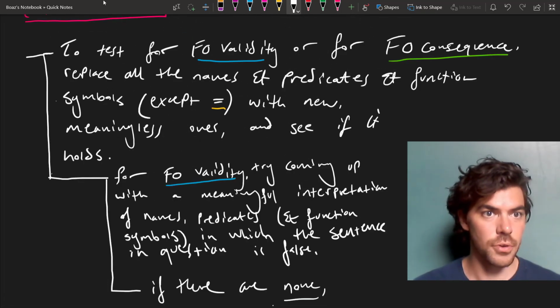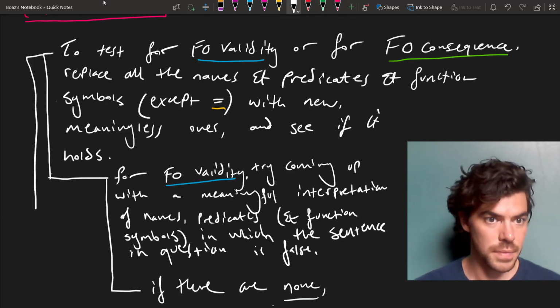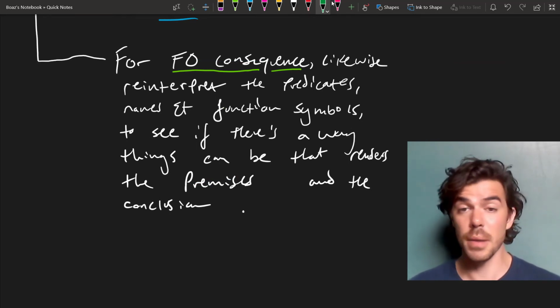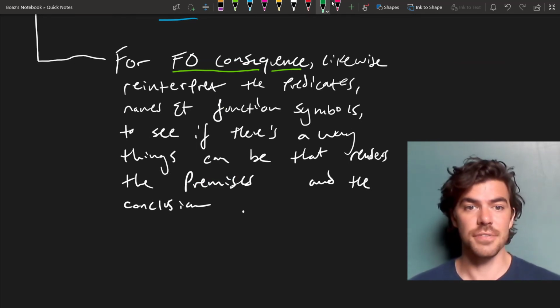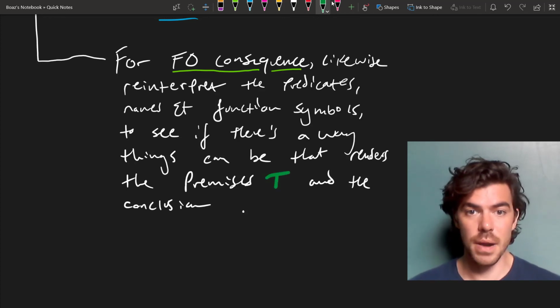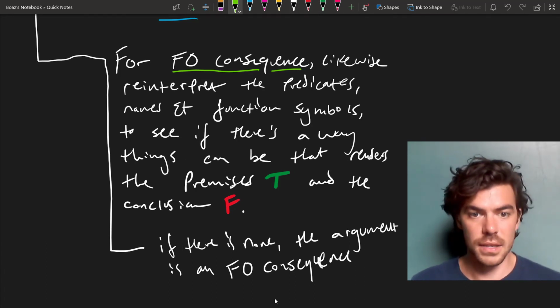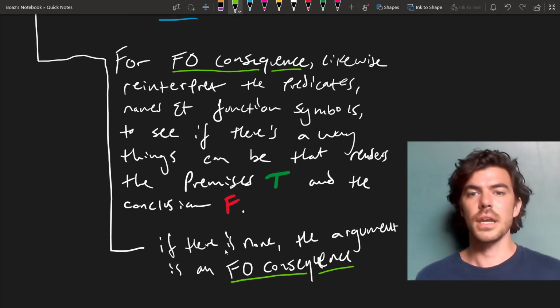As for FO consequence, we do something similar. For FO consequence, we likewise reinterpret the predicates, names, and function symbols in the premises and conclusion to see if there's a way things can be that renders the premises true but the conclusion false. And if there isn't any such, then the argument is an FO consequence. Now here are two concluding remarks.